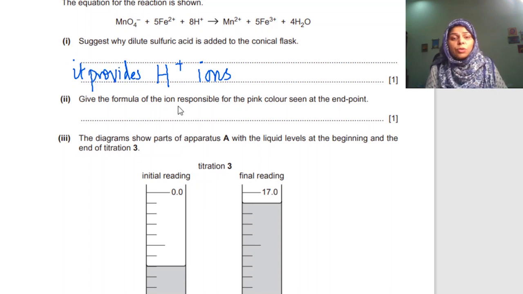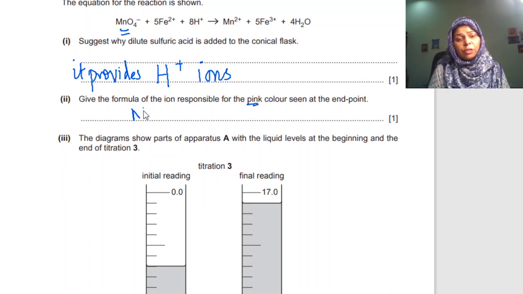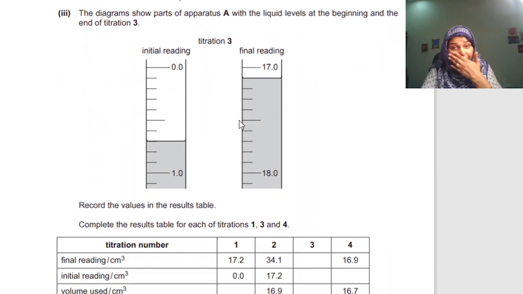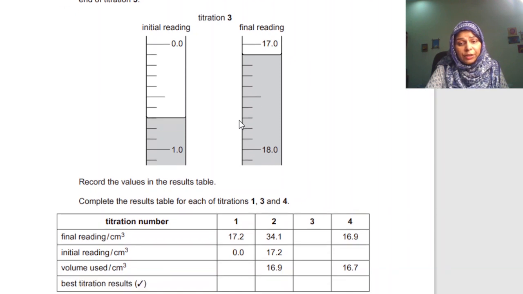So give the formula of the ion responsible for the pink color. Yes, basically the manganate ions. In KMnO4, these manganate ions give us the pink color. So the diagram shows part of apparatus A with the liquid levels at the beginning and at the end of the titration. So what are the answers for the initial and final reading of the third titration?